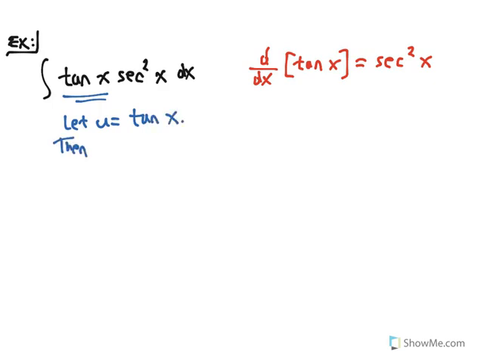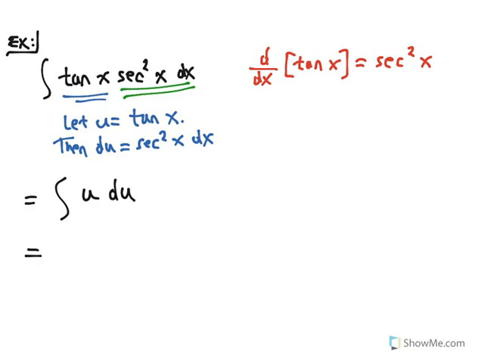Then the differential of u would be secant squared x dx. And since you have secant squared x dx here, you are now able to change variables and integrate with respect to u. So we will have the indefinite integral of tangent of x becomes u, and secant squared x dx becomes du.